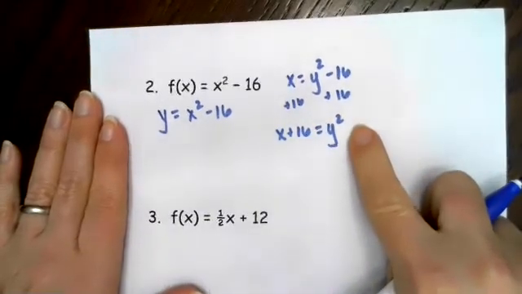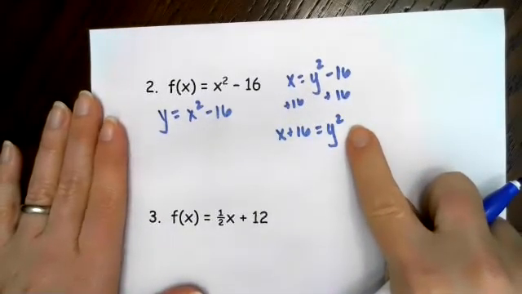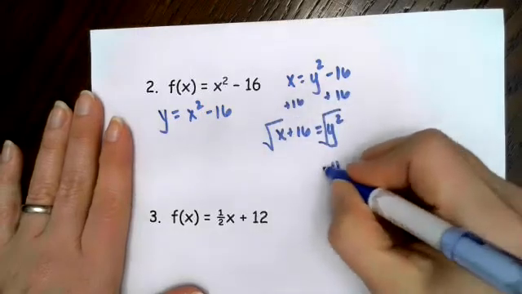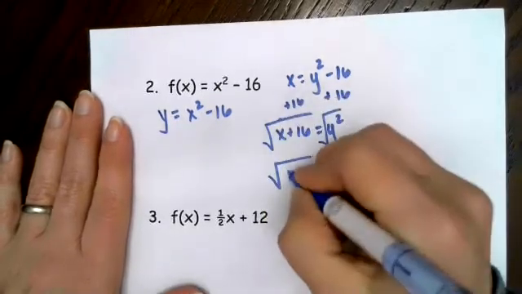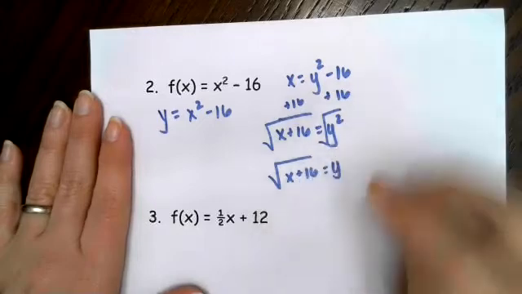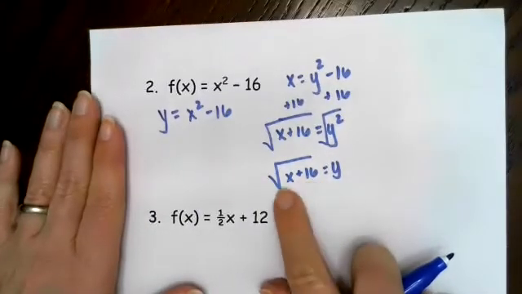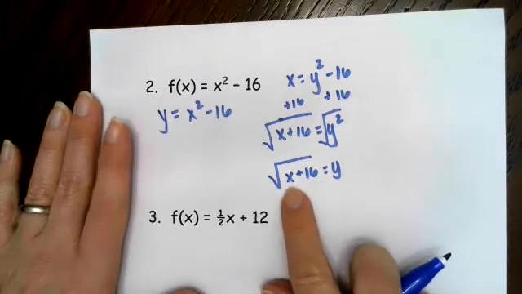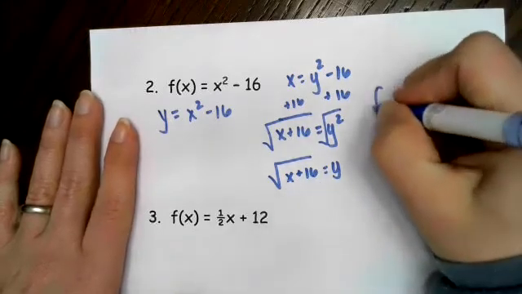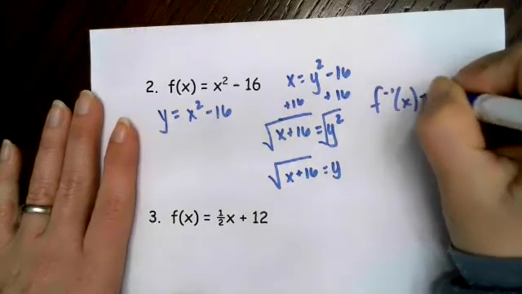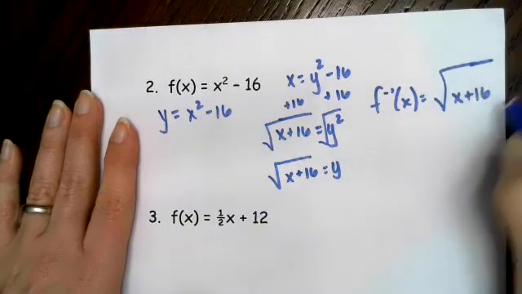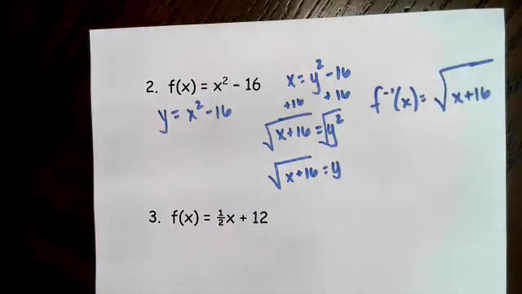I need to unsquare this. To unsquare is to square root. So I'm going to square root both sides. So y is equal to the square root of the entire x plus 16. Now I can take the square root of 16, but I can't take the square root of something plus 16. Because if that was 1, it'd be the square root of 17. If it was 2, it'd be the square root of 18. So just leave it. So my answer, f inverse of x, is equal to the square root of all of x plus 16. Make sure your square root continues.